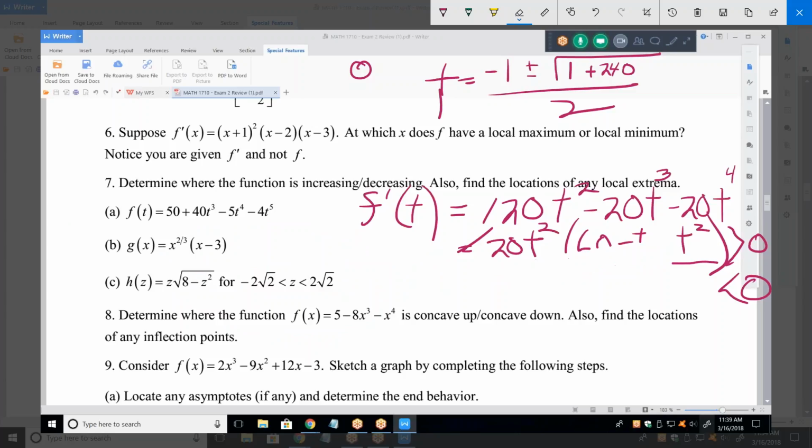I hate it when they make you erase. I didn't really want to erase that. I wanted that to stay up there. Let me rewrite it over here.